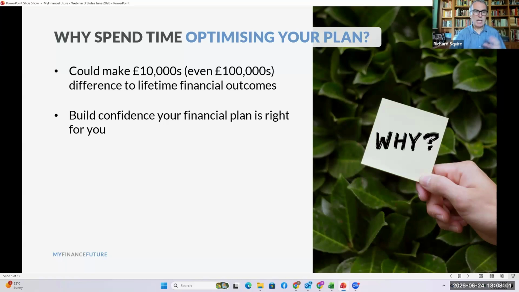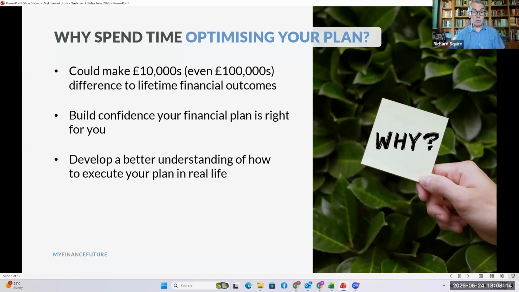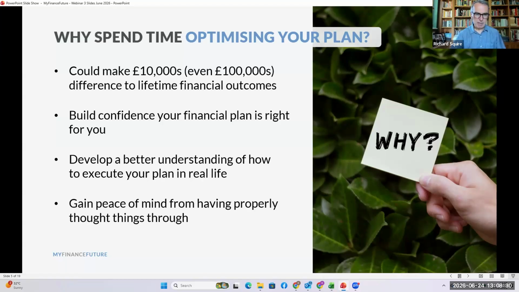Obviously, there's the caveat that things can change. You'll need to maintain the plan to keep it optimized for a developing tax environment and all the rest of it. But it's important. I think there's value in having confidence that your financial plan is the right one for you and you feeling that. Also, a better understanding of how to execute your plan. Having gone through the planning process, you'll have a better understanding of the moving parts and of what needs to be done to execute the plan. And finally, going through that process, you'll build peace of mind that you've properly thought things through and are in a good position to move forward.